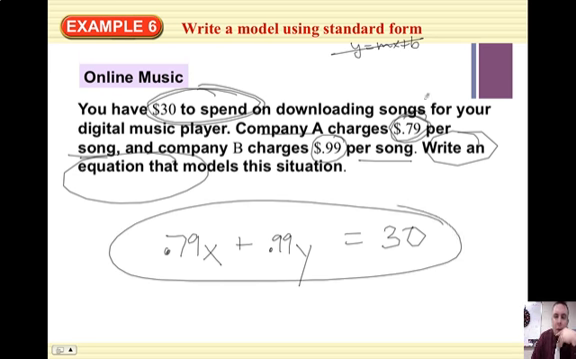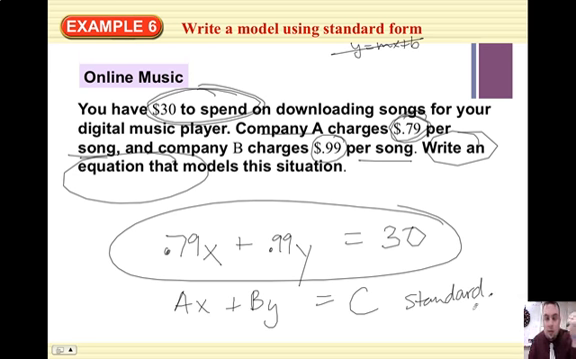This is an equation in standard form. So AX plus BY equals C, standard form. That's all they ask you for, so you're basically done with the problem. So know how to model a word problem using standard form. You find the total, and then you use these factors to add up to the total. So that's all for example number 6, and that's all for section 4.